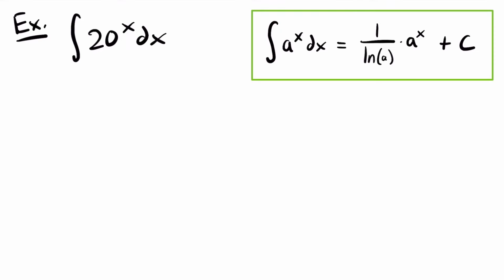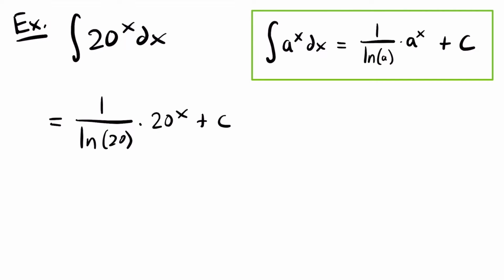We have that the integral of a to the power of x dx, where a is a positive real number, is equal to 1 divided by the natural log of that base a times a to the power of x, and then plus c. All right, and so for this example right here, our base is 20, right? So a is equal to 20, and so we will have that this is equal to 1 divided by the natural log of 20 times a to the power of x, or in this case, 20 to the power of x. And so we have 20 to the power of x, and then plus c.